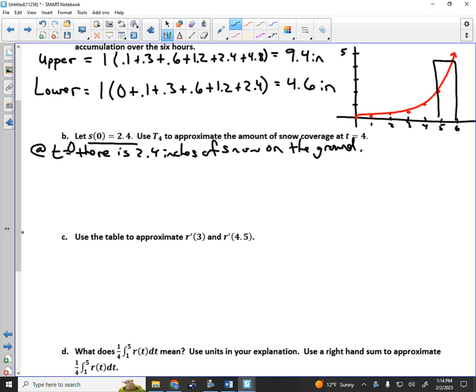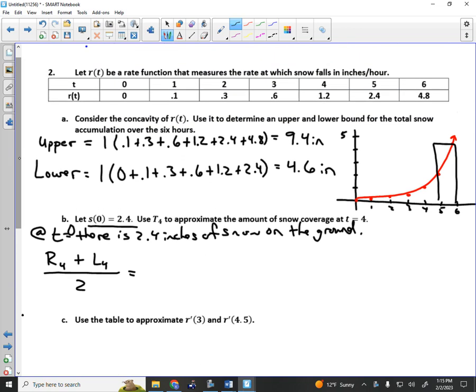So use T sub 4. What does T sub 4 mean? What does T mean? Trapezoidal sum. Use the trapezoidal sum with 4 rectangles. Do you remember how we compute trapezoidal? Right and left, add them together, divide by 2. So let's find R sub 4 and L sub 4, and let's divide by 2. And that will give us that trapezoidal sum. Okay? We found R sub 6. Yeah. So let's do R sub 4. Where are we going to start?